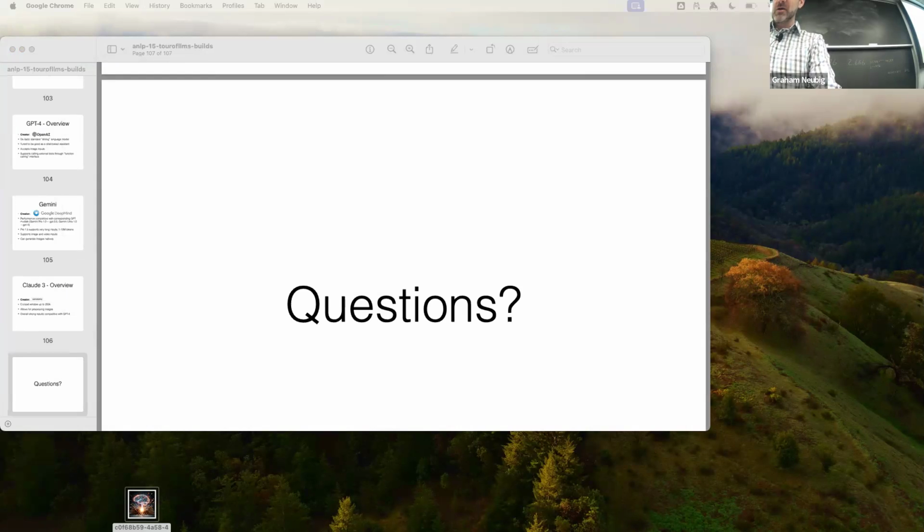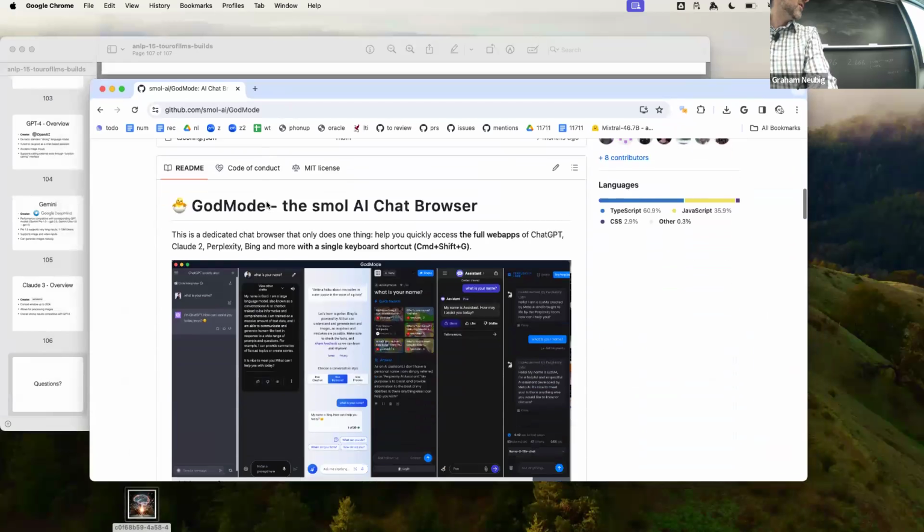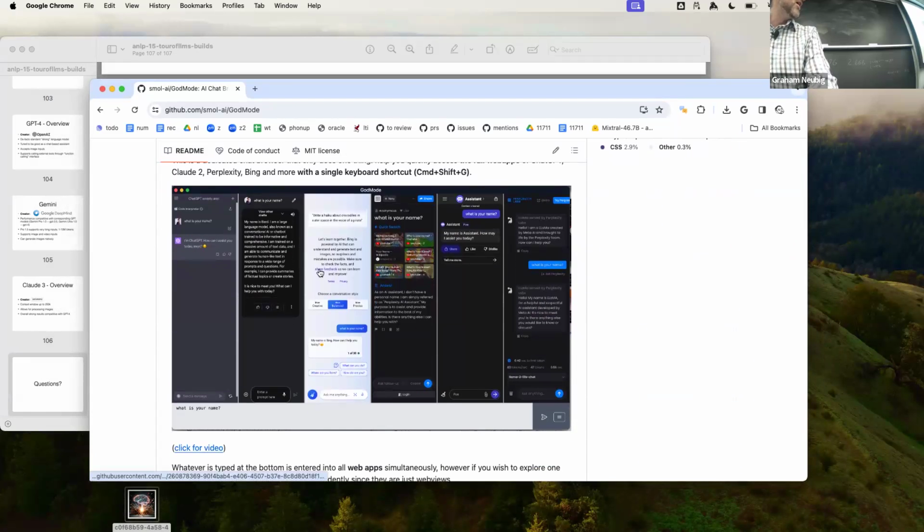But there is this interface called the God mode that allows you to put all of the chat apps next to each other and write the same chat query into them and get the result from all of them. So you can actually compare all of them in kind of an interactive setting.